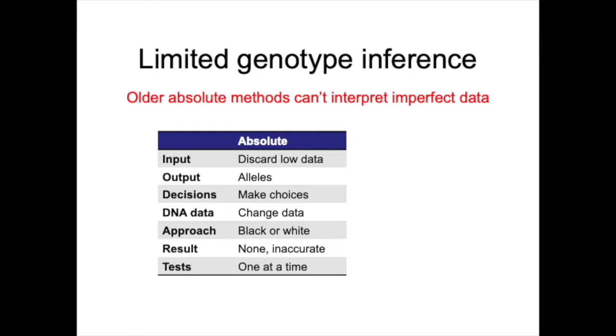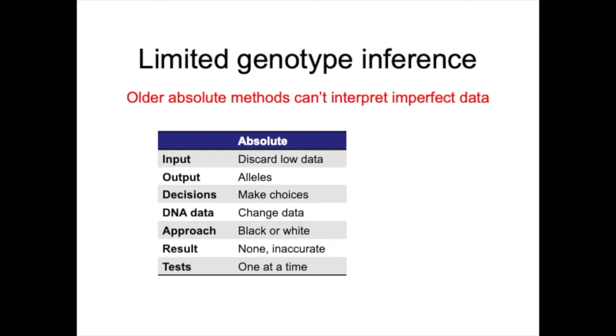Decisions are made. The analysts have to continually make choices about the data, parameters, what they do, how they operate, and those decisions can totally reverse the answer, making inclusionary results exclusionary and vice versa. The DNA data is changed and modified. The approach is black or white, all or none. It's data that fits a mental model of an analyst, or it's thrown out and the information is never used. The results are usually nothing or produce inaccurate match statistics. And the tests are done one at a time. There's no combination. If you have more data, it can't be combined.